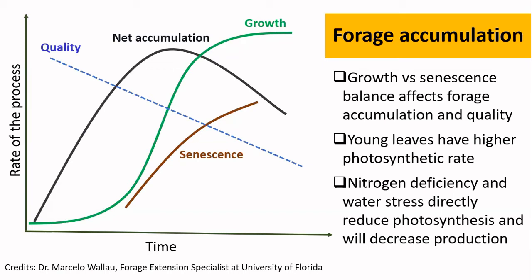New leaves are more photosynthetically efficient than older leaves, just because they are more active. In general, net forage accumulation is the balance between the two processes, growth and senescence. And there's an optimal point, as I mentioned before, for harvesting that material, where we try to balance quality and quantity for providing the recommendations for defoliation for each forage species.